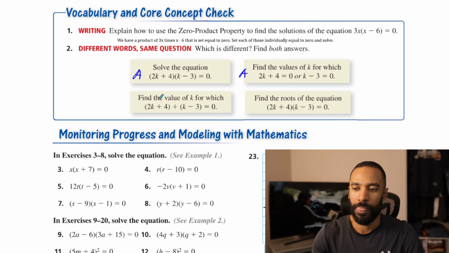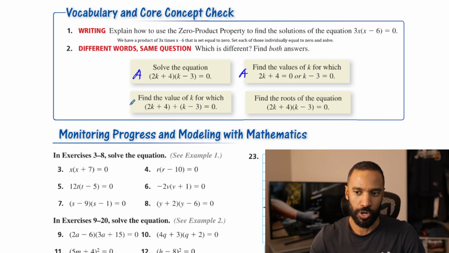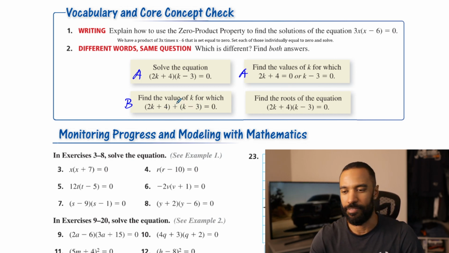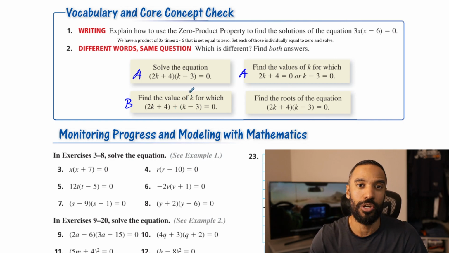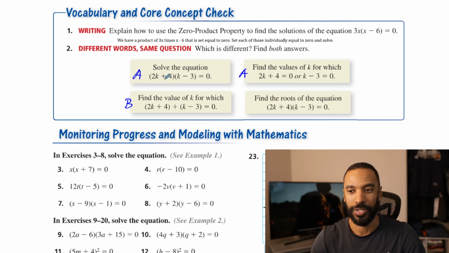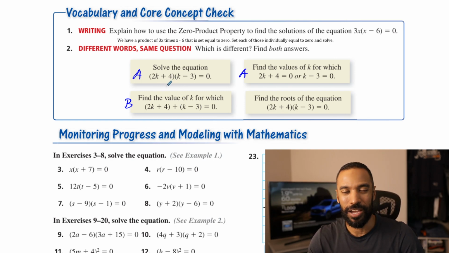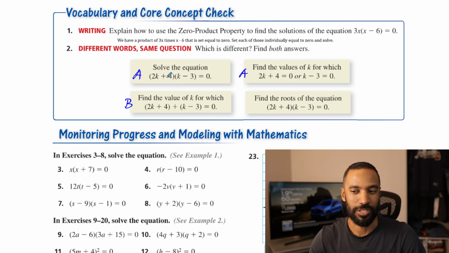That's also an A. Find the value of k for which 2k plus 4 plus k minus 3 equals 0. That's a big no. That is a sum of values. It's way different. And there is no zero sum property, except the number has to be the exact opposite of the other one. But there's no either this equals 0 or this equals 0. That's why we are working on these things with products. That's why factoring is so important. So clearly this is the odd man out.